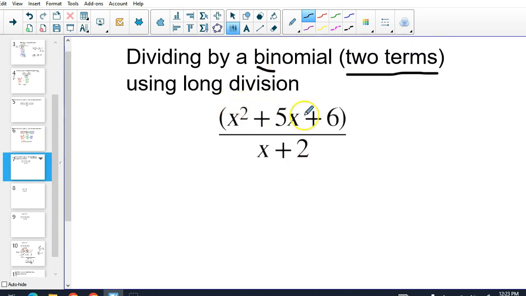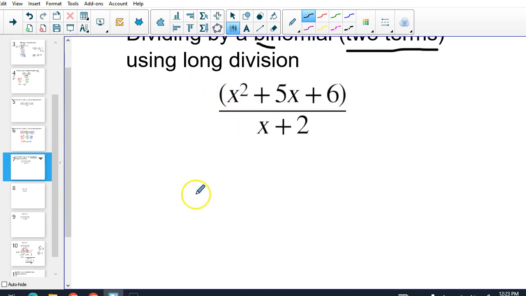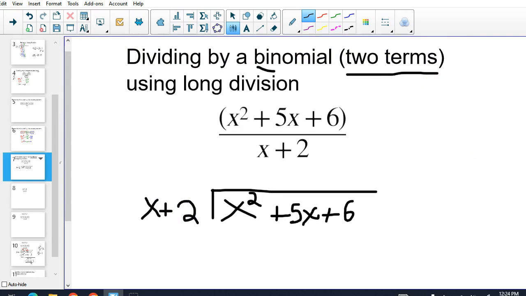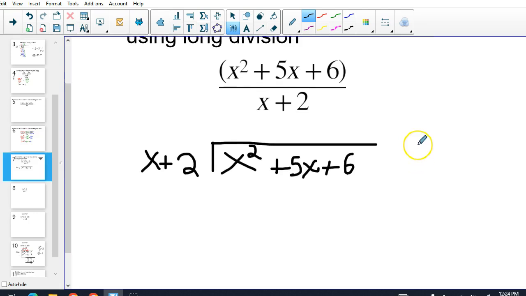So when we have long division, we'll take our numerator, just like the top number we divided by before. We have x squared plus 5x plus 6. So we're going to have like carpal tunnel or something from this. And on the outside's our denominator, or x plus 2. Now, long division with binomials, or any polynomial, it's very similar to long division that you did in elementary school. But it's a little different.